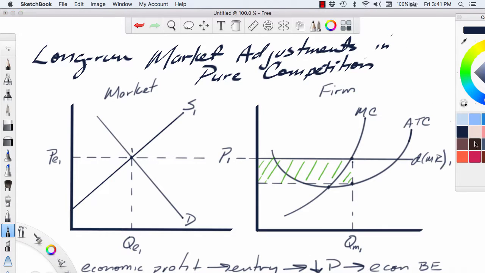So we're going to modify this diagram, and I'll change the color of the ink here. And I'm going to get my ruler tool working, and I'm going to move my ruler down. Notice that I'm setting my ruler just tangent to the minimum point of this ATC curve. So I'm going to basically draw a dotted line across here, and we come over to here. I'm going to leave myself a little room to write in the new price, and I'm going to make this a solid line because this is actually going to be the new DMR curve.